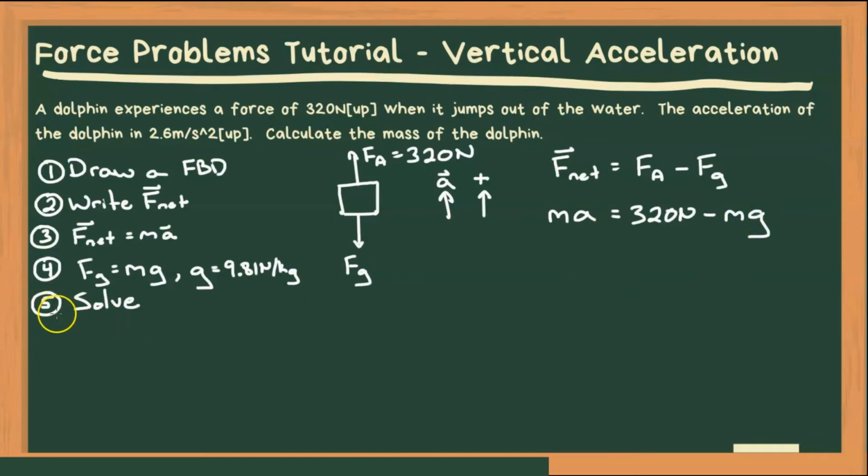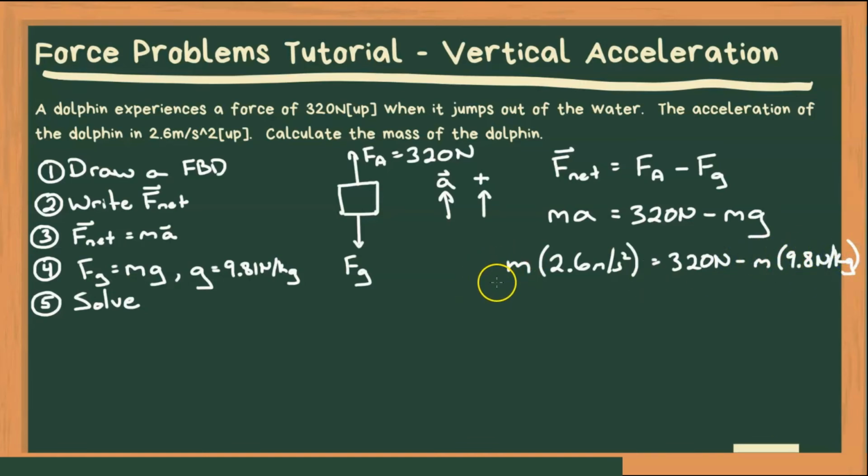Our next step, finally, is to solve. So we're solving for mass again. So I know the acceleration is 2.6 meters per second squared. And that's going to equal 320 newtons minus the mass times 9.8 newtons per kilogram. So I have mass here and mass here. So let's collect like terms. I'm going to bring this whole term to the other side of the equation. So we're going to have mass times 2.6 meters per second squared plus mass times 9.8.